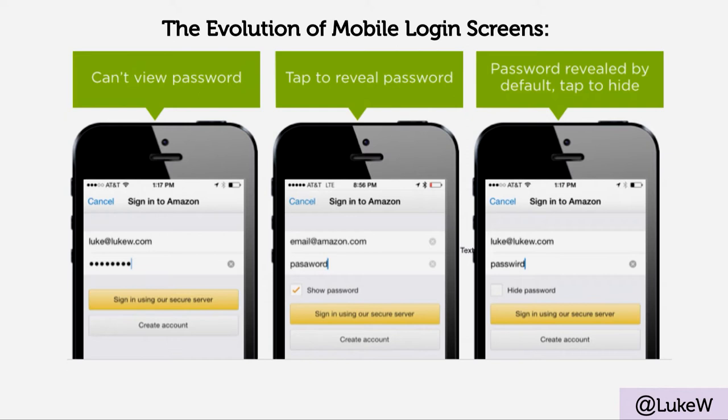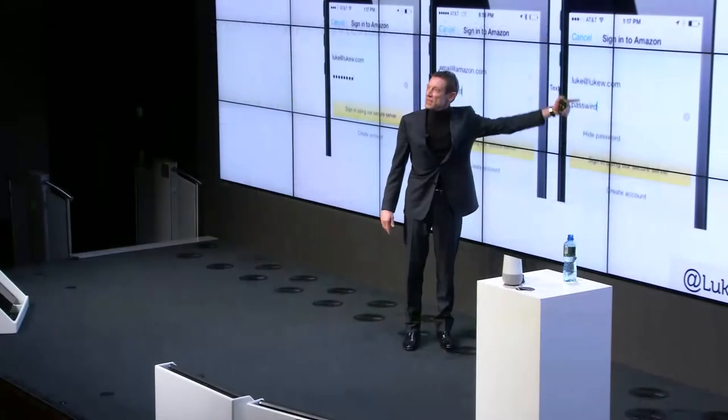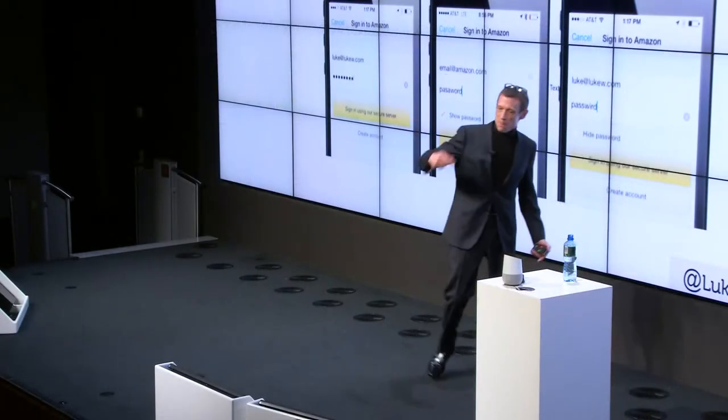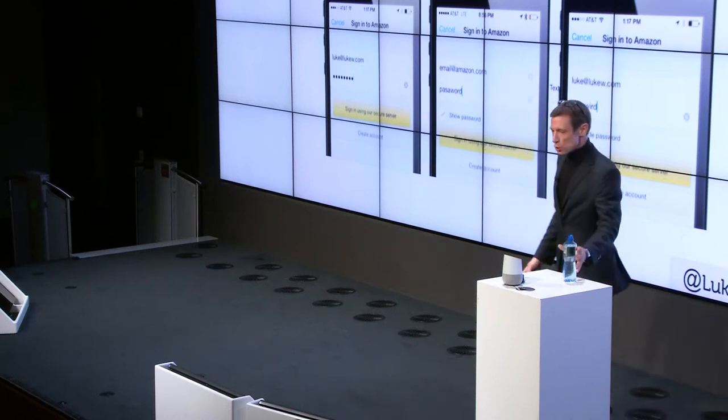And even the evolution of mobile login screens, if you look back at old patterns, and you've got better patterns, and you've got better patterns still, if you're still running on this kind of stuff, then you're obviously not testing enough, because Amazon are evolving. They're getting better, right? And that's what you should be doing too.